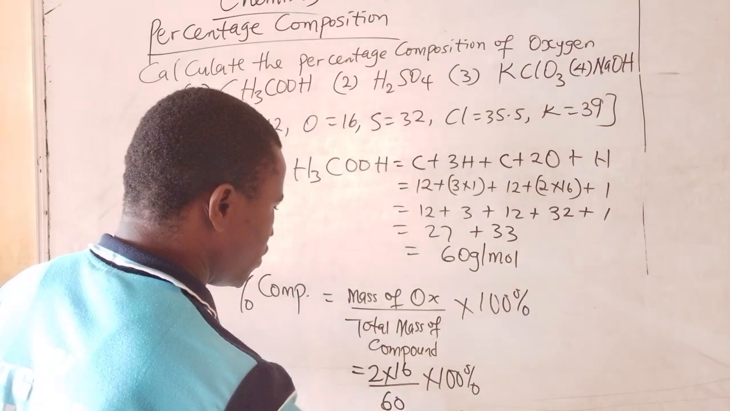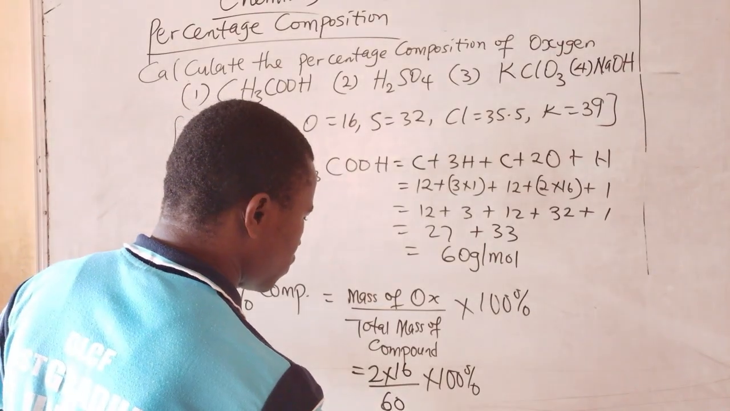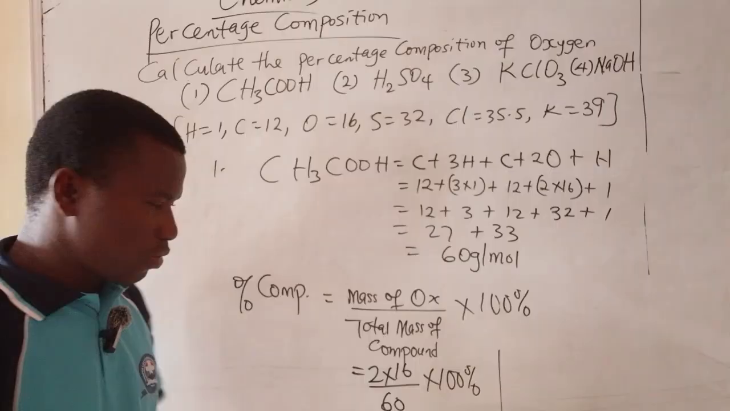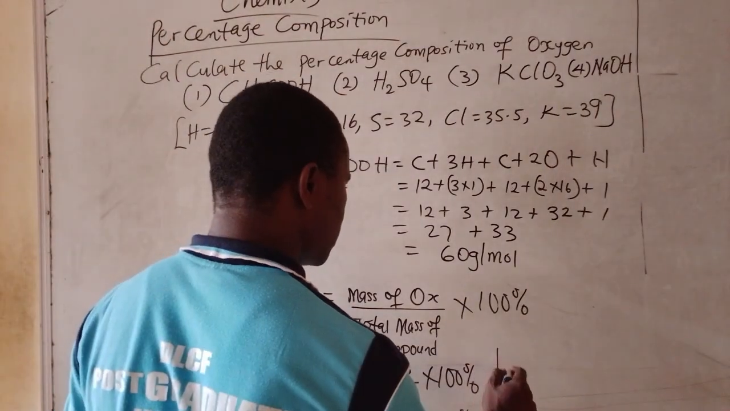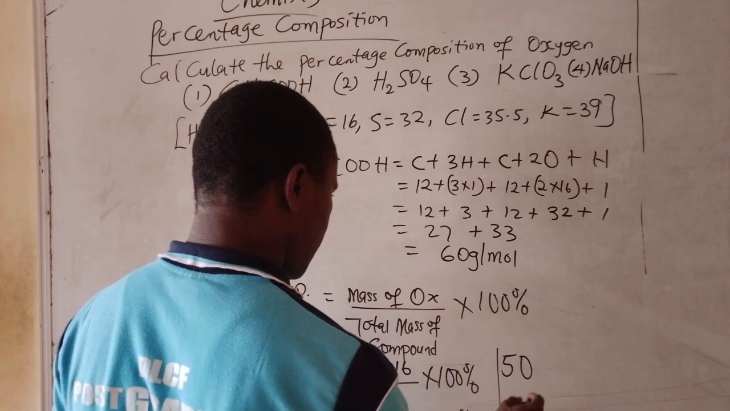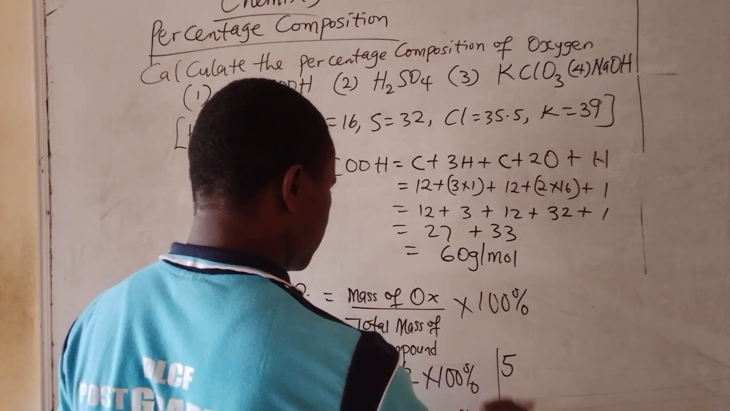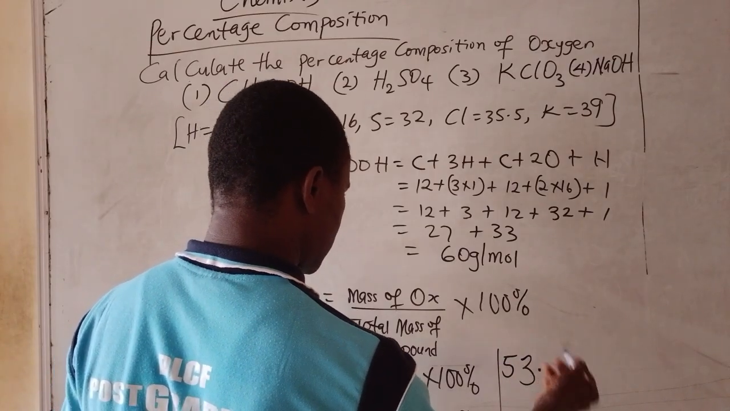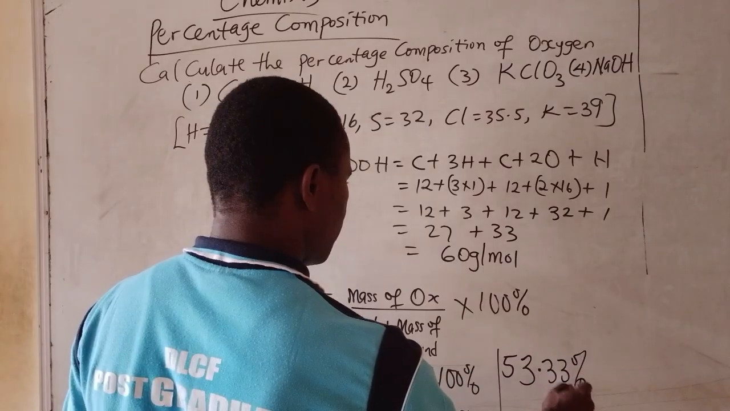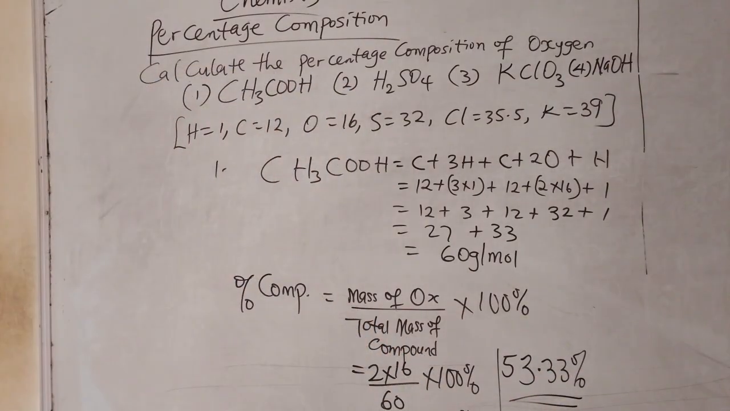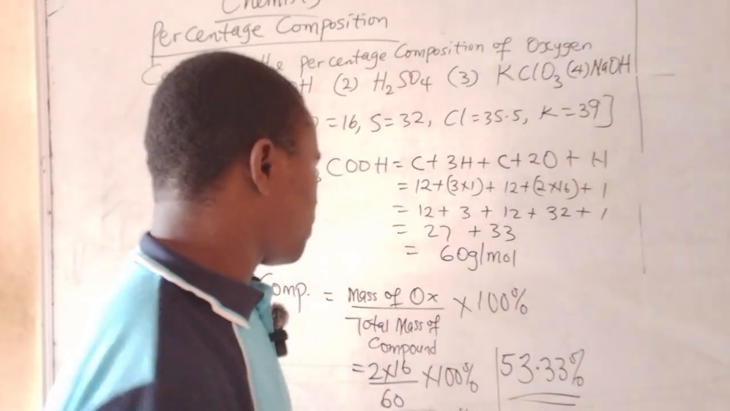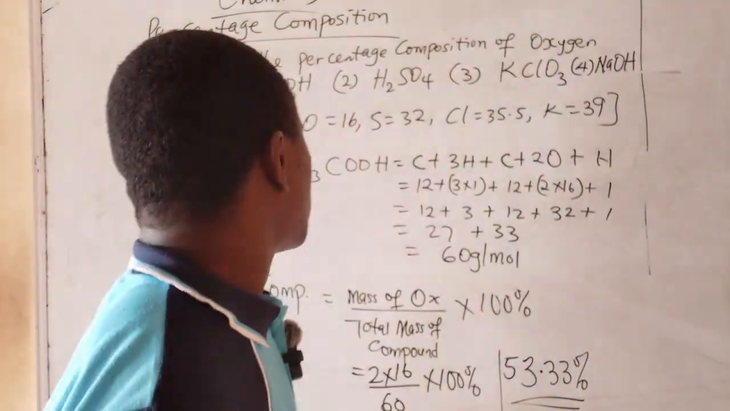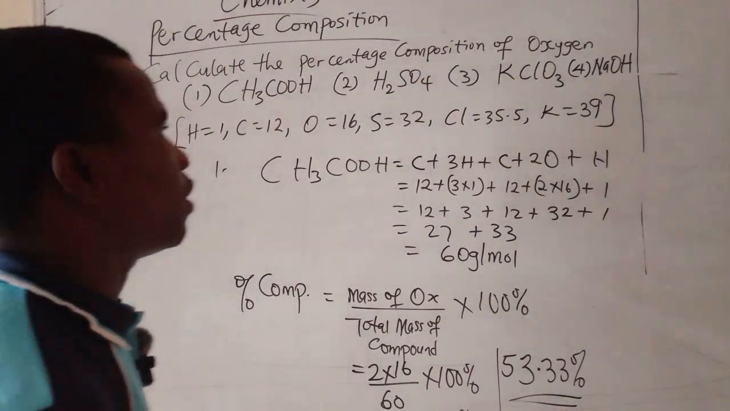If you do this very well, you are going to have 3200 over 60, which if you calculate it gives 53.33%. You can punch your calculator and get that very well, and then you'll be able to see that the percentage composition of oxygen in this compound is 53.33%. But let's take one more example, then you take care of the rest.